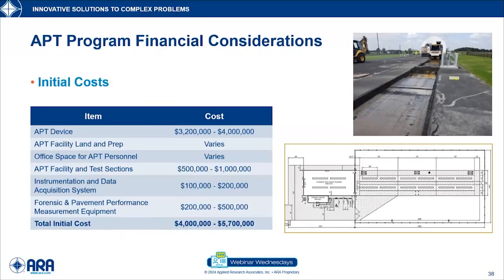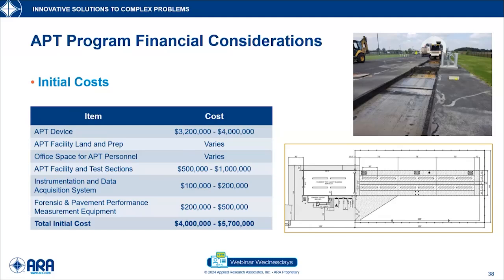As far as financial considerations, some agencies make the mistake of thinking only about the initial cost. Let's acquire the APT device, let's acquire the land, or let's just make sure that we have a significantly large area for a test track. But that's only the beginning of the story, and I'm here to explain what other factors need to be taken into account.